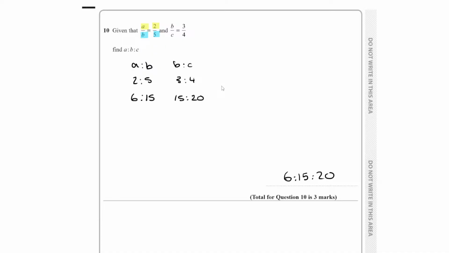Please, can you, how do you get 6 and 15? Yes, sorry, I didn't really draw it, did I? So the lowest common multiple: if you think about the 5 and the 3 times tables, it is 15, isn't it? 3 times 5 is 15. So then on this side, I had to times by 3, because obviously 5 to 15 is times 3. And then on this side, I had to times by 5 to make the 15, and then obviously you do the same on both sides of the ratio. Hopefully that makes sense. So that's where the 15 came from, and the 6 and 20.